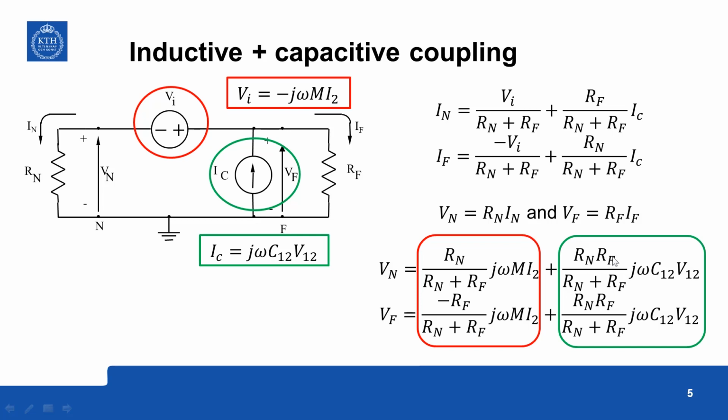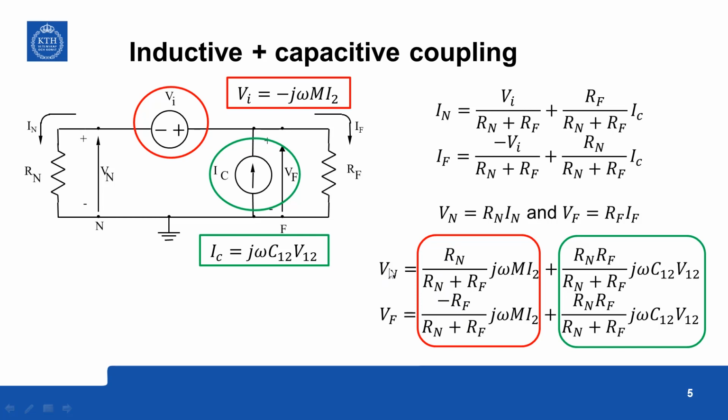Rn and Rf need not be the same. Even then both will be equal and they have the same polarity. Now here, if you look at the inductive part of the coupling, one is positive and the other is negative. In the near end it is positive, in the far end it is negative, and they have different magnitude because in general Rn is different from Rf. They will have the same magnitude but opposite polarity when Rn equals Rf.